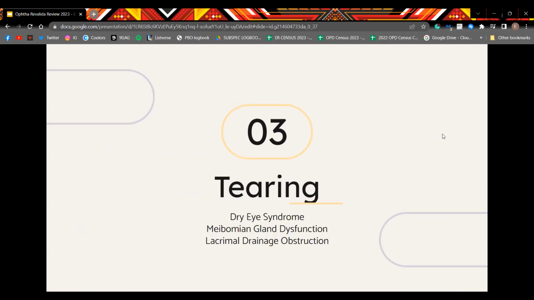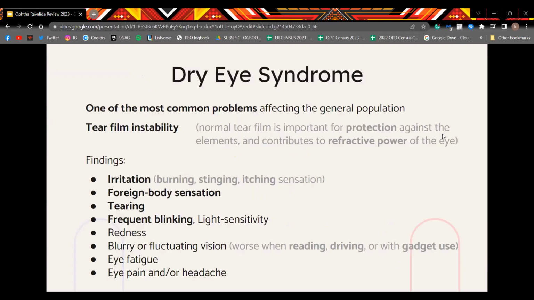Patients who come in with a chief complaint of tearing, we could consider dry eye syndrome. This is one of the most common problems sa OPD. So dapat alam niyo to kasi very prevalent siya. This is caused by tear film instability. Normally the tear film is important in protection against the air and the environment, and it also contributes to the refractive power of the eye. So if may defect in the tear film, that could present as irritation, no?